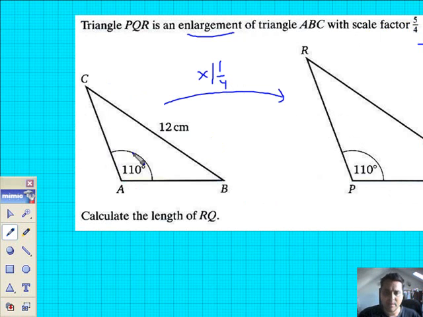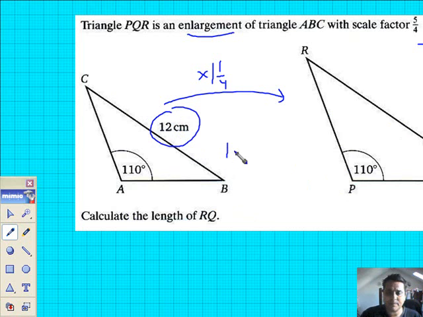Right then, as you can see, since these shapes are similar, because one is the enlargement of the other, the 110 degree angle there directly corresponds and is identical to the 110 degree angle there. Otherwise it wouldn't be a similar shape. Calculate RQ. Well, essentially the corresponding length of RQ is of course CB.